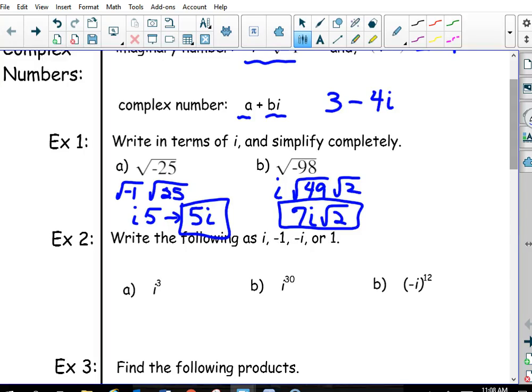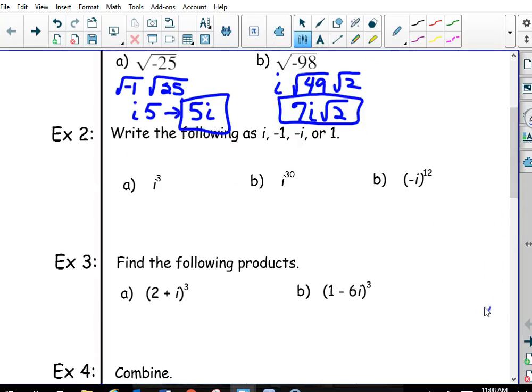They also really emphasize how i works with exponents. So here, the first one, we're looking at i to the third. Now, remember, i squared is equal to -1. So this is just i squared times i, or -1 times i, or -i. So every time you have i to an exponent, it's going to be either a negative i or a positive i. It depends on the exponent.